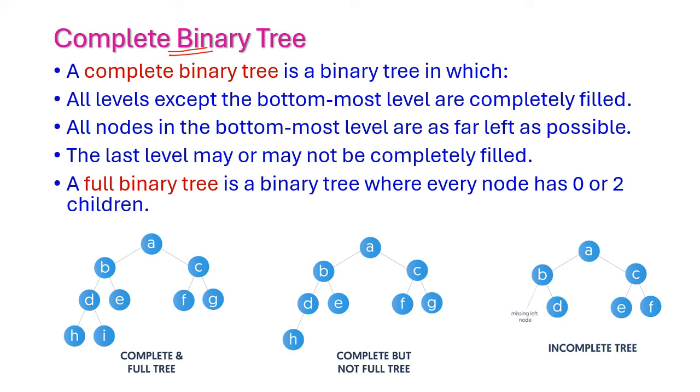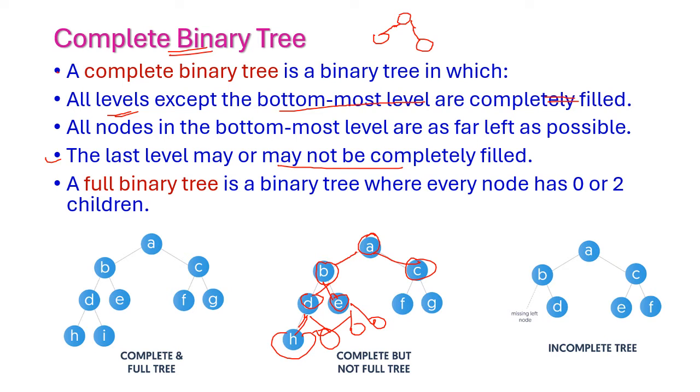Complete binary tree. Now it is important to understand what a complete binary tree is, because by using the complete binary tree only we are going to do the heapifying. A complete binary tree is a binary tree in which all levels except the bottommost level are completely filled. That means all the nodes should have exactly 2 branches, except the last level. Here the last level may or may not be completely filled. So this is a complete binary tree, but not a full binary tree.